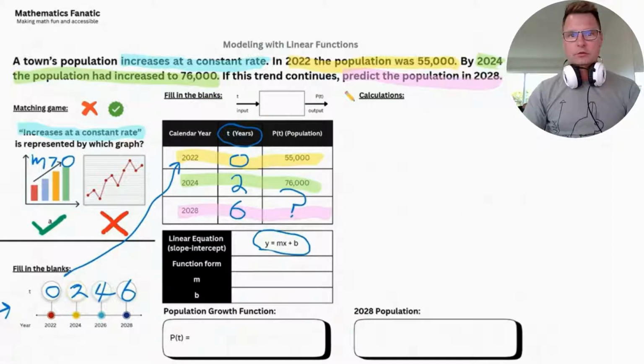Now, let's shift gears. We know this is a linear equation, but in this type of problem, we're dealing with functions. So let's express that linear equation in function form. The generic form for a linear function with constant growth is p of t equals m times t plus b, right? So this is our starting point. Our goal now is to find m and b using the information from the table above. Our t values and population values that we filled in above, right?